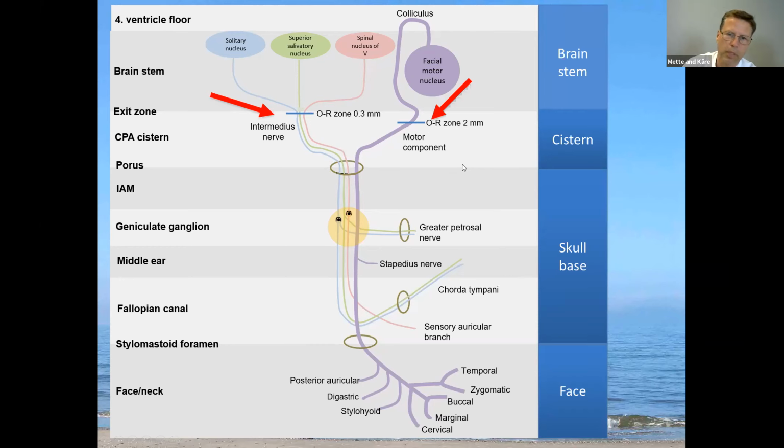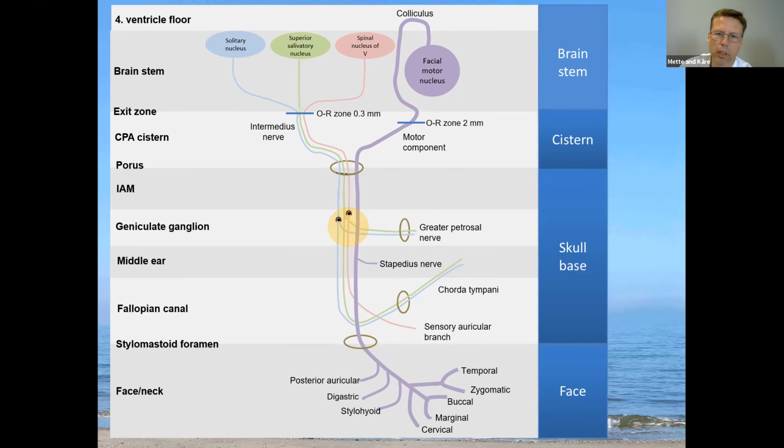So if you then look at when the intermedius nerve joins the facial nerve and becomes one big facial nerve, it's in the petrous bone, and then you have the greater petrosal nerve, the stapedius nerve, the chorda tympani, and the sensory auricular branch that all leave in the temporal bone. And after the stylomastoid foramen, of course, you have only the motor branches. So that is a quick overview of the anatomy of the facial nerve from the brainstem and out to the face.